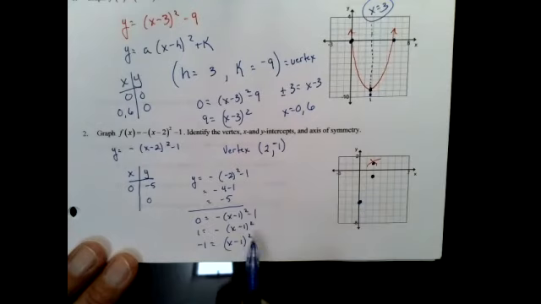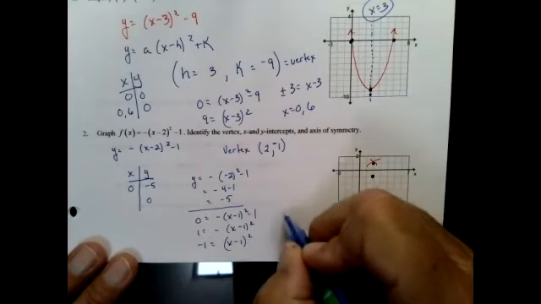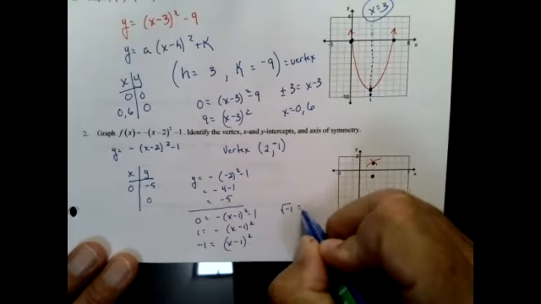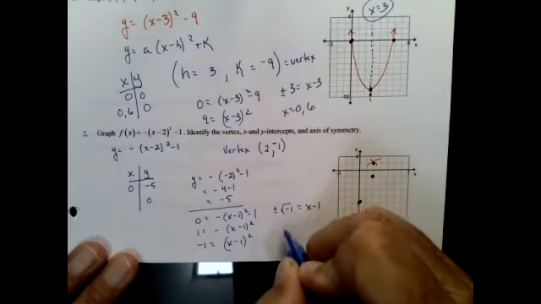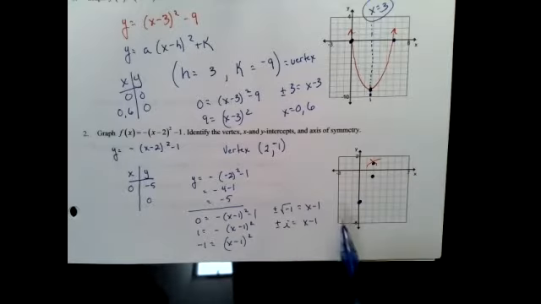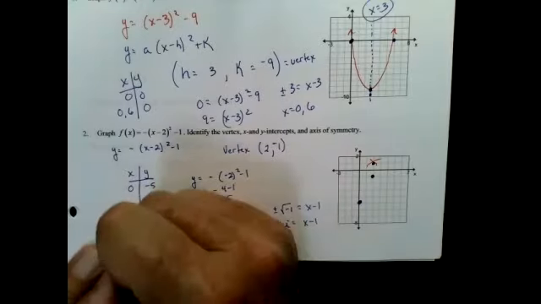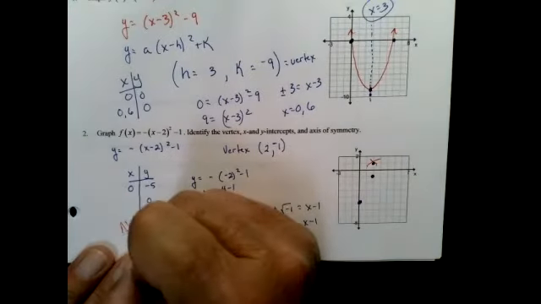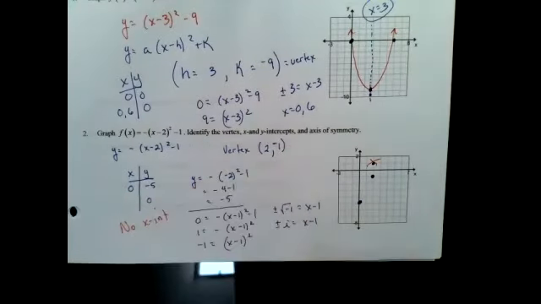And when I go to take the square root, what do I get here? The square root of -1. That's plus or minus i. That means there aren't any x-intercepts. There are no x-intercepts. It doesn't cross the x-axis anywhere.